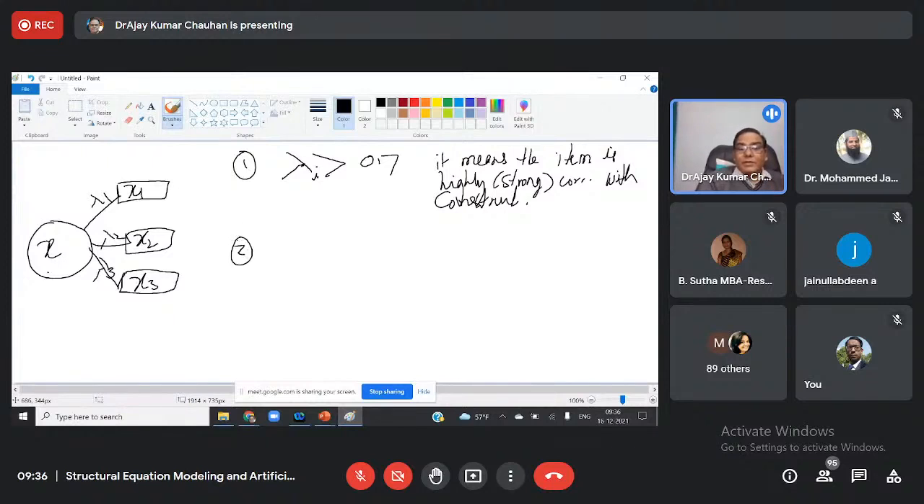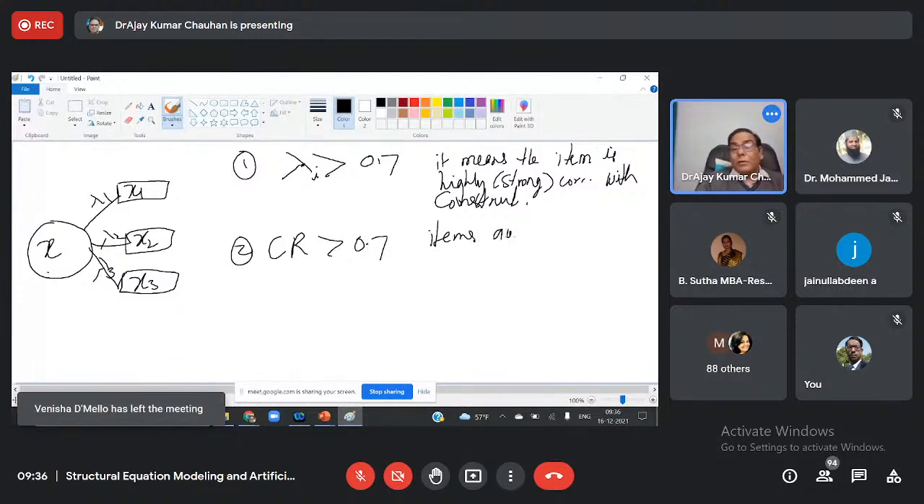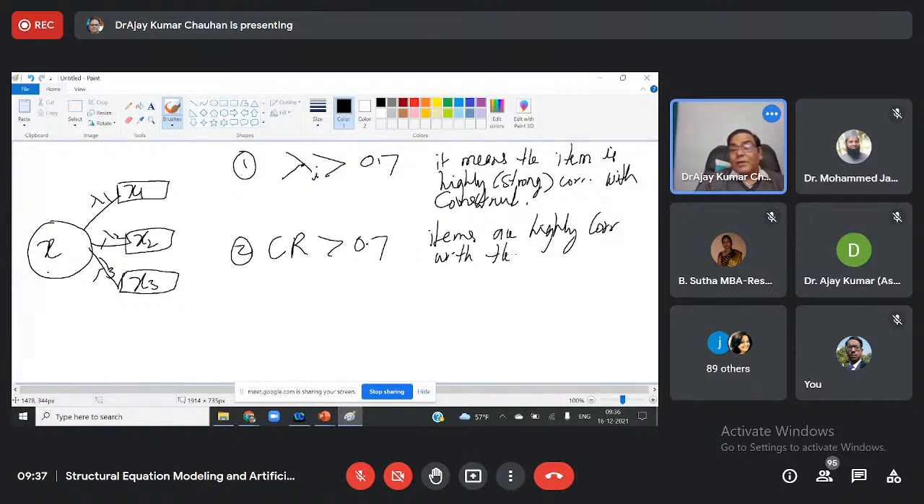The second is composite reliability is greater than 0.7. It means items are highly correlated with themselves. So items are not only correlated with the lambda, items are also correlated among themselves. Each item is correlated with the others. So items are highly correlated among themselves.